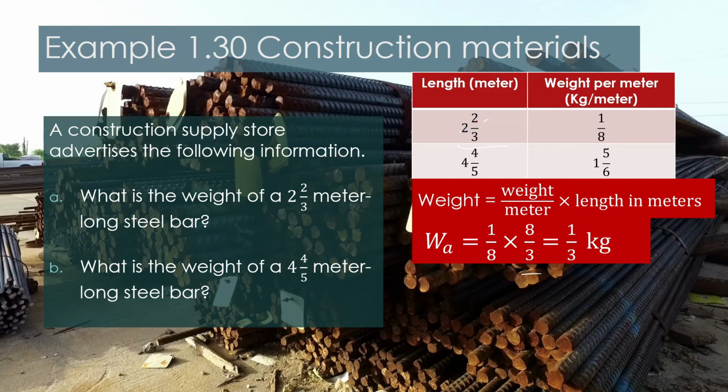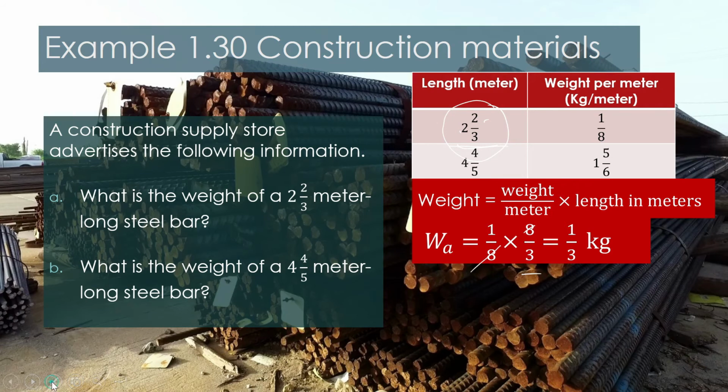And we have a common factor. 8 divided by 8 is 1. And so this is equal to 1/3 of a kilogram. So the total weight of a steel bar whose length is 2 2/3 of a meter is equal to 1/3 of a kilogram. What is the weight of a 4 4/5 meter long steel bar?